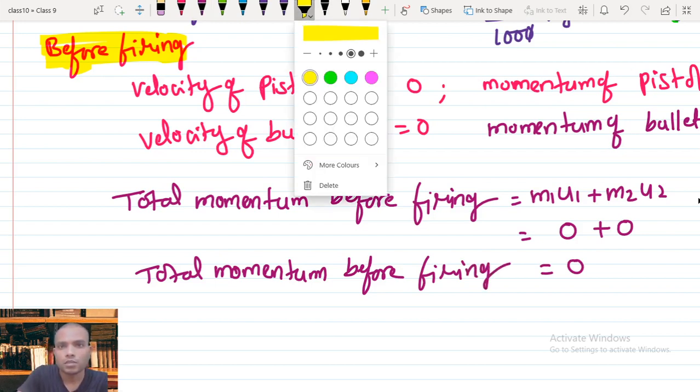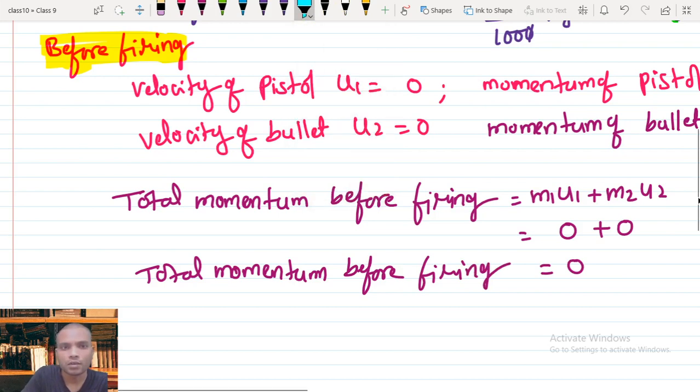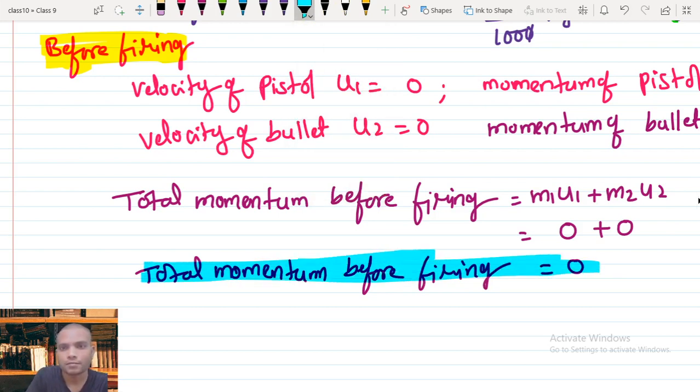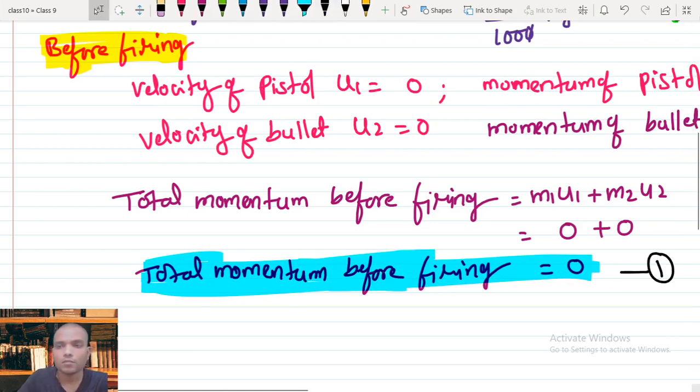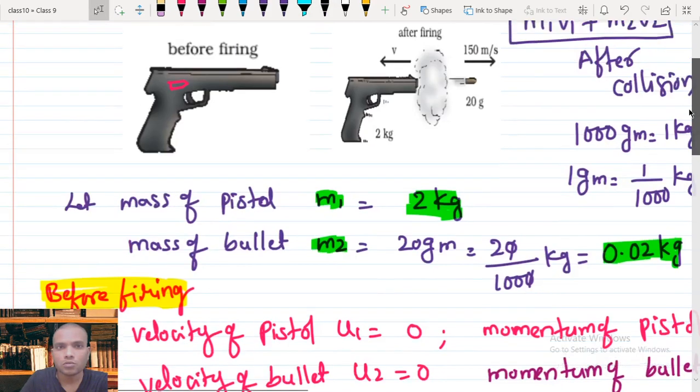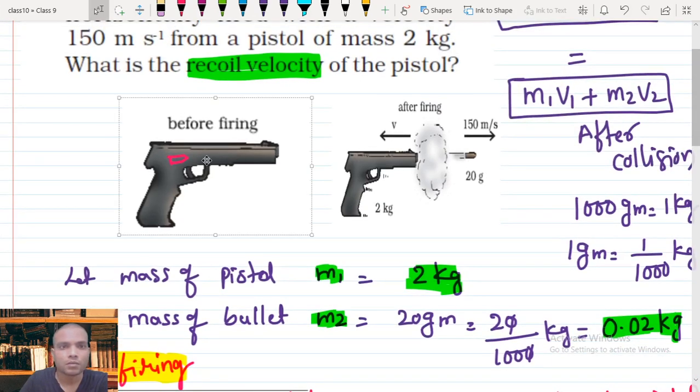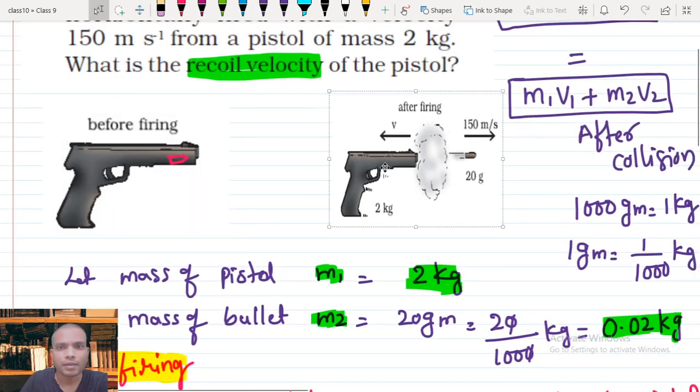Okay, so this is what we needed. Let me highlight this one, total momentum before firing. Let me take this as equation 1. Now let's come to after firing. So this is the situation before firing.